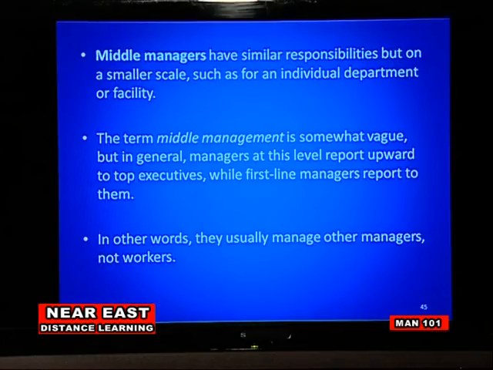Middle managers have similar responsibilities but on a smaller scale, such as for an individual department or facility. The term middle management is somewhat vague, but in general, managers at this level report upward to top executives, while first-line managers report to them. In other words, they usually manage other managers, not workers.